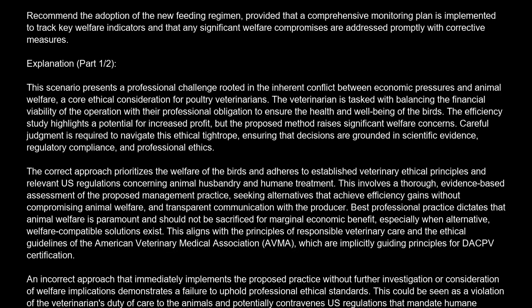Correct answer is D. Recommend the adoption of the new feeding regimen, provided that a comprehensive monitoring plan is implemented to track key welfare indicators, and that any significant welfare compromises are addressed promptly with corrective measures.